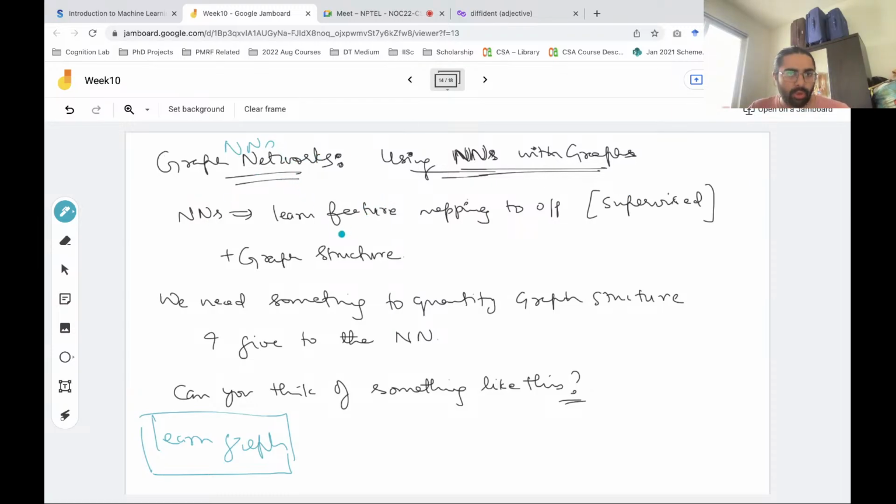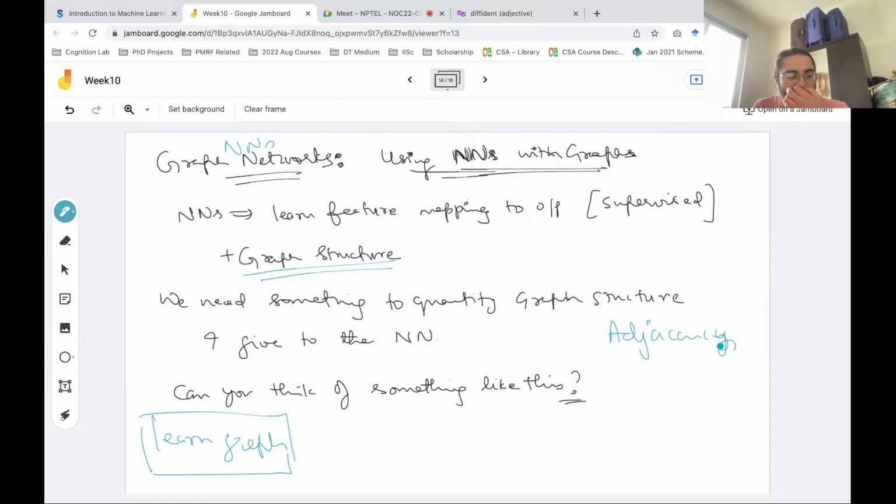The idea is that you want to learn some feature mapping between the input and output, given that I have a graph structure on the input feature space, right? So we have to give something to the neural network to tell it that this is a graph and to treat it a bit specially. So we basically give something called the adjacency matrix, right?